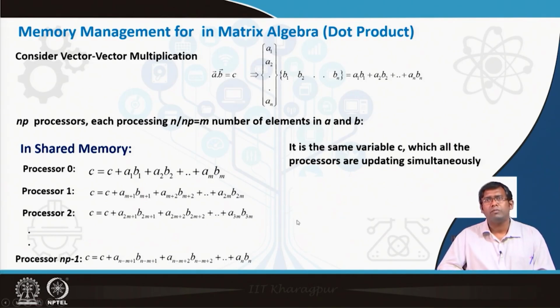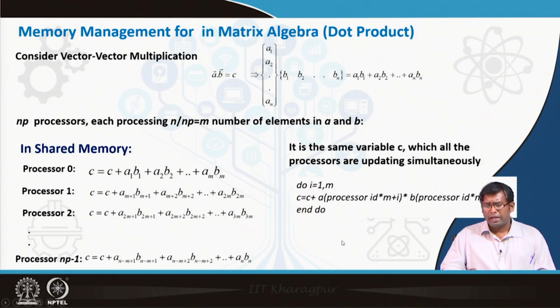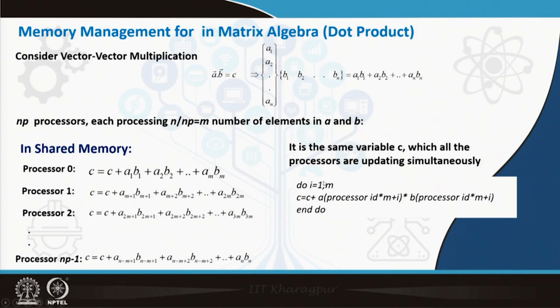So, it is the same variable C which all the processors are updating simultaneously using some concurrent write option of the sum protocol, and each of the processors is applying this Fortran programming snippet for m elements. Write C is equal to C plus the particular location allotted to this processor to work on, of A matrix into B matrix, and do and do. So, this is the same programming instance which will be run by all the processors. We are not writing different programming instances for different processors.